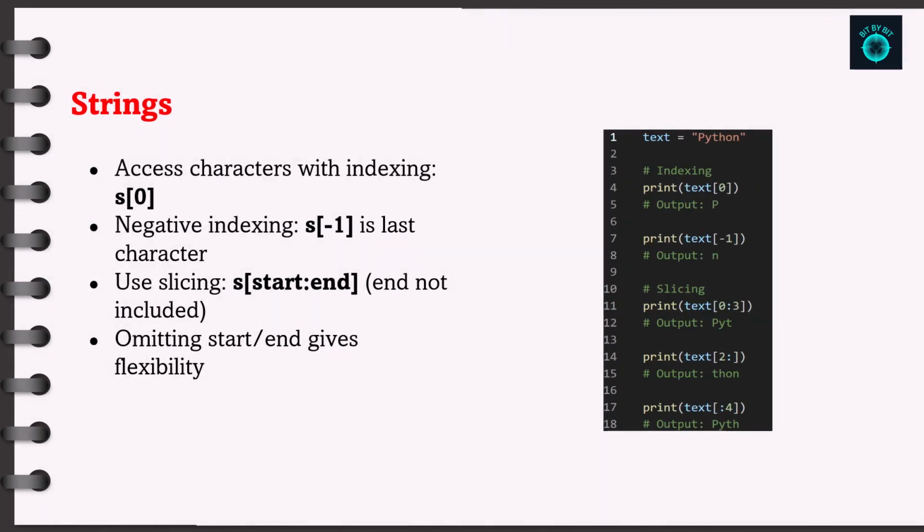You can access individual characters in a string using indexing. Python starts counting at 0, so s[0] is the first character. Negative numbers count from the end, so s[-1] is the last character. Slicing lets you take parts of a string. The syntax is string, then open bracket, start colon end, and close bracket. The character at the end index is not included. You can leave out the start or end to slice from the beginning or to the end.